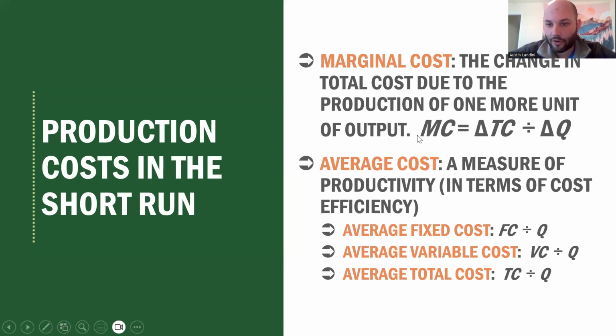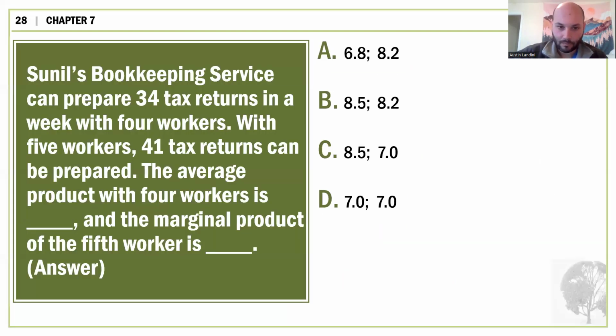All right, so for marginal cost, then we're thinking about the change. If we produce one more unit, how much additional cost will that be? So in mathematics, we have the change in total cost divided by the change in quantity, but more simply, you can just think about it as, if I produce one more unit, how much additional will that cost me?